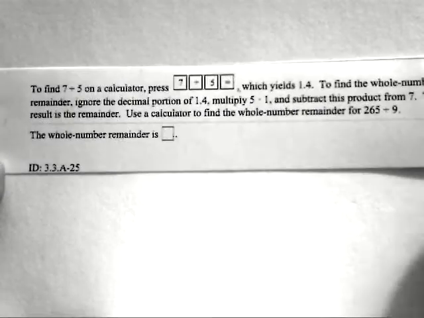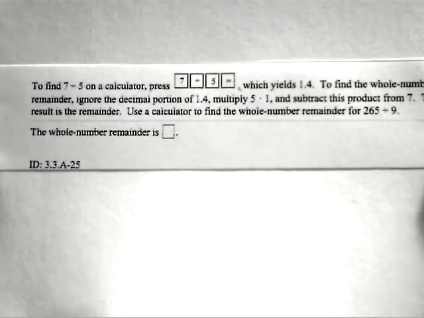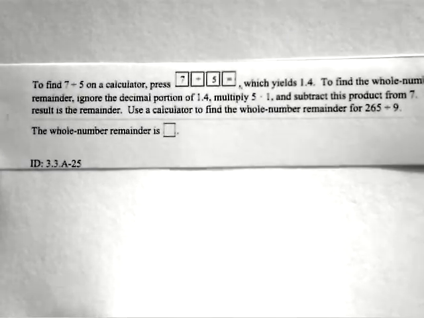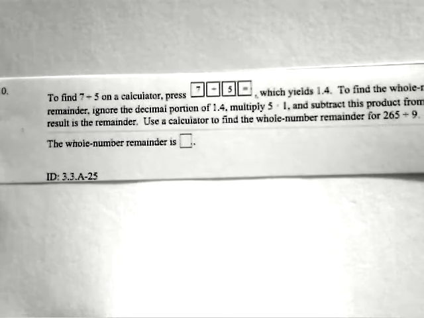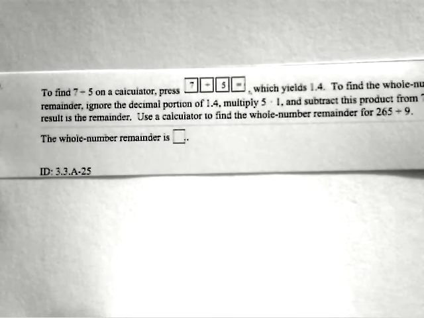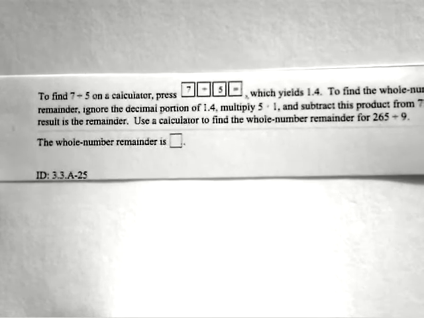To find 7 divided by 5 on the calculator, you'll press 7, then your division key, and then 5, and then the equal key, which yields 1.4. To find the whole number remainder, you want to ignore the decimal portion of 1.4, multiply 5 times 1, and then subtract that product from 7. The result is the remainder.